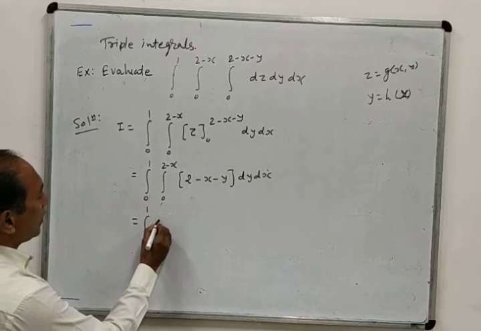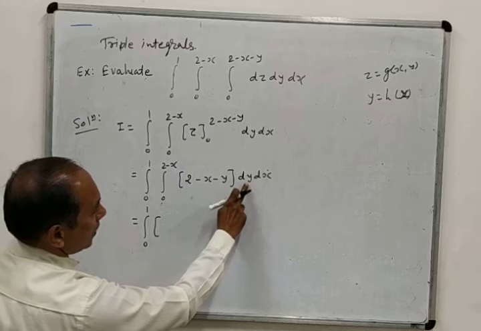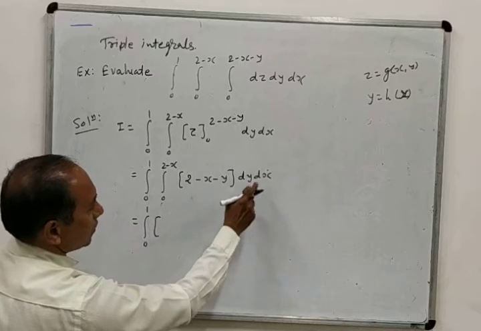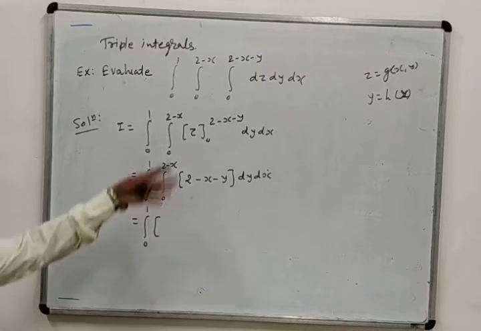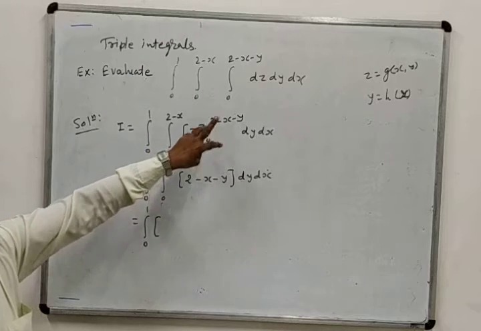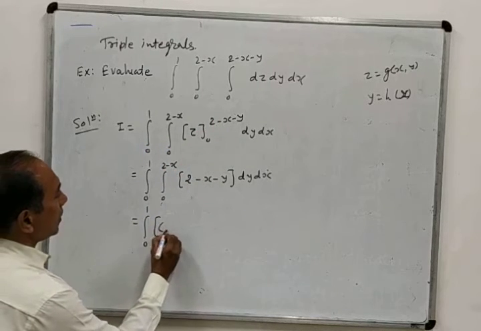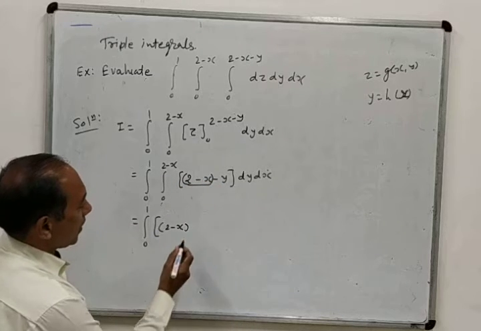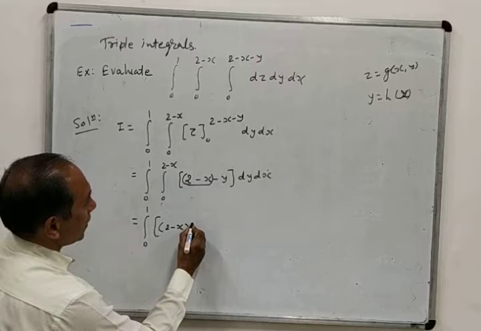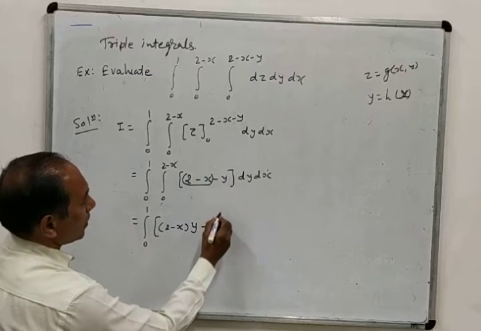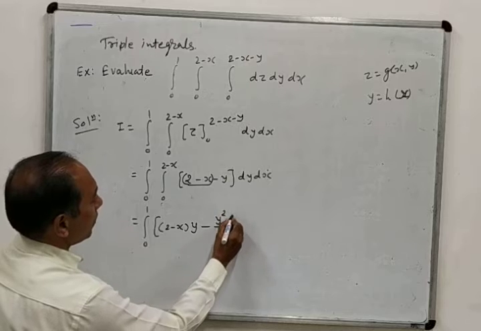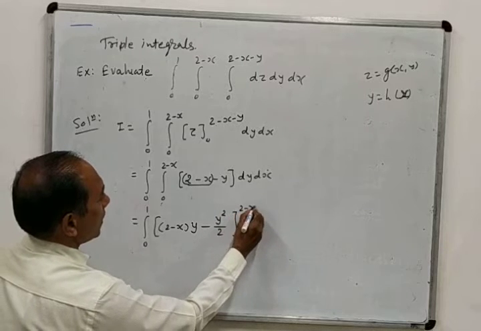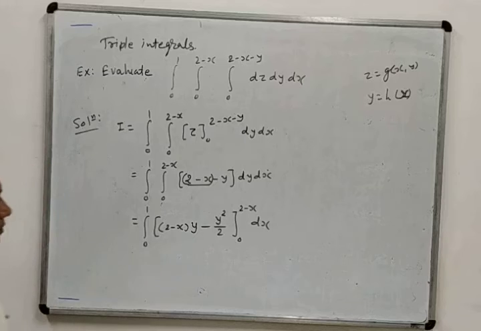So 0 to 1, with respect to y. Whenever it is integration with respect to y, x is considered constant. There is no problem of z, because z has been removed after substitution of the limits. So here 2 minus x is constant. I will put it in a bracket. 2 minus x is constant, into 1, so it has the integration into y. And y has the integration y square by 2. So 0 to 2 minus x, dx. You can observe the integration with respect to y which we have done.